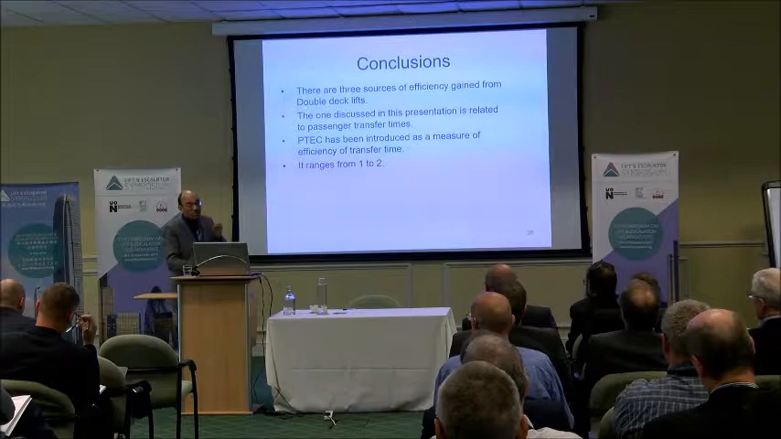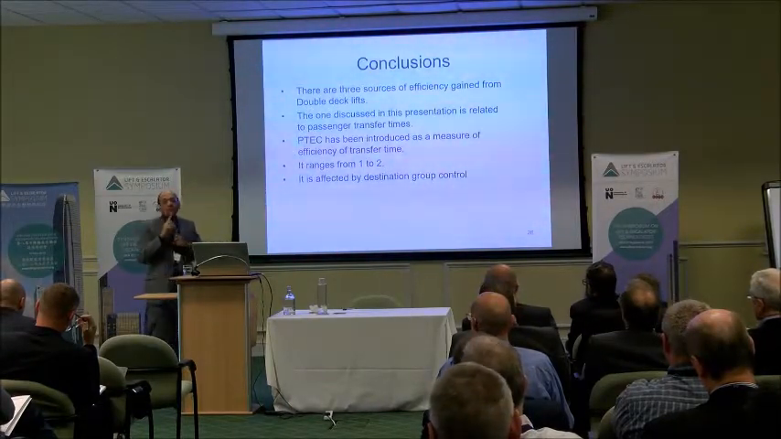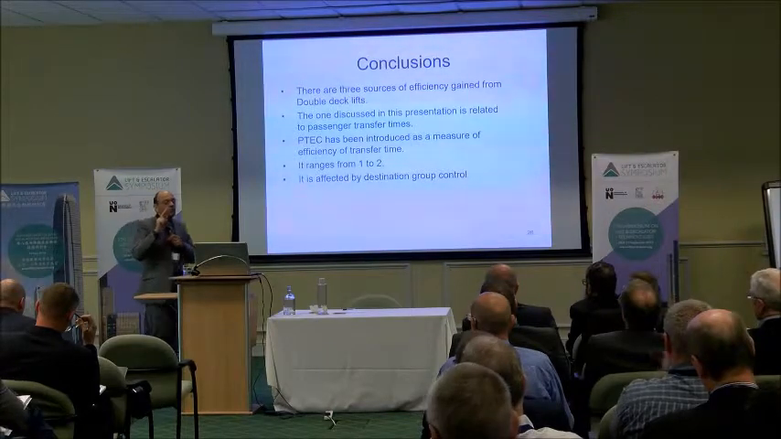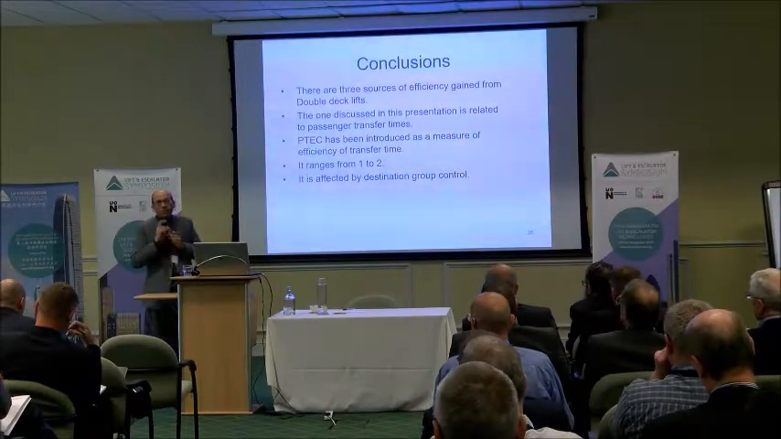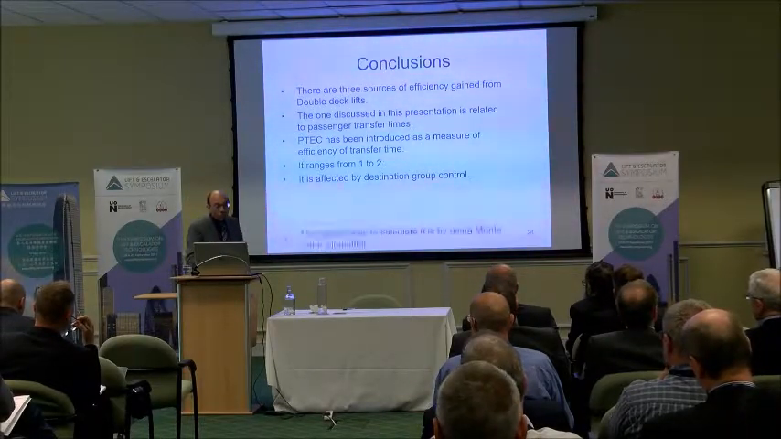It ranges from 1 to 2. 1 is the best, obviously. 2 is the worst. With destination, you can probably bring it down to 1. Sorry, just above 1. You'll never get it down to 1. But with a destination group control system, you might get it to something like 1.1, 1.2.